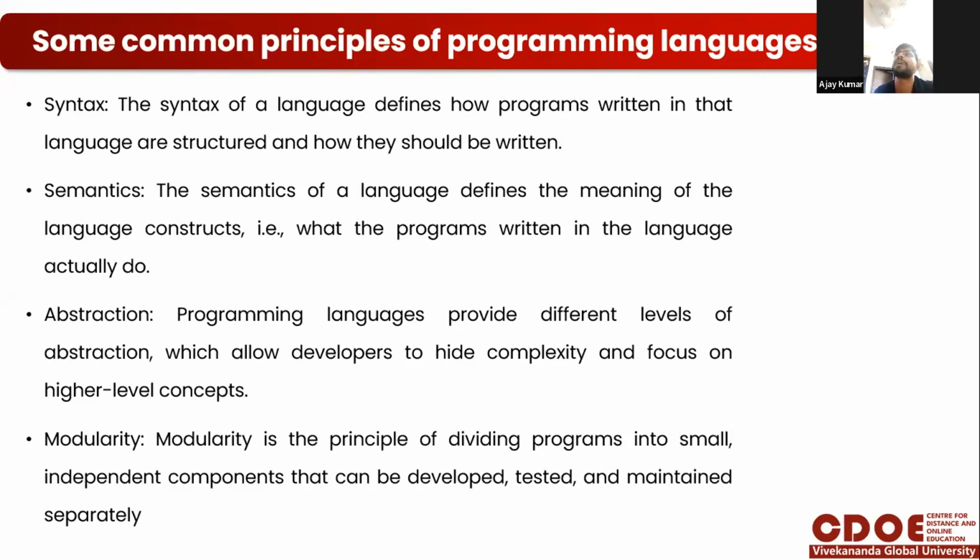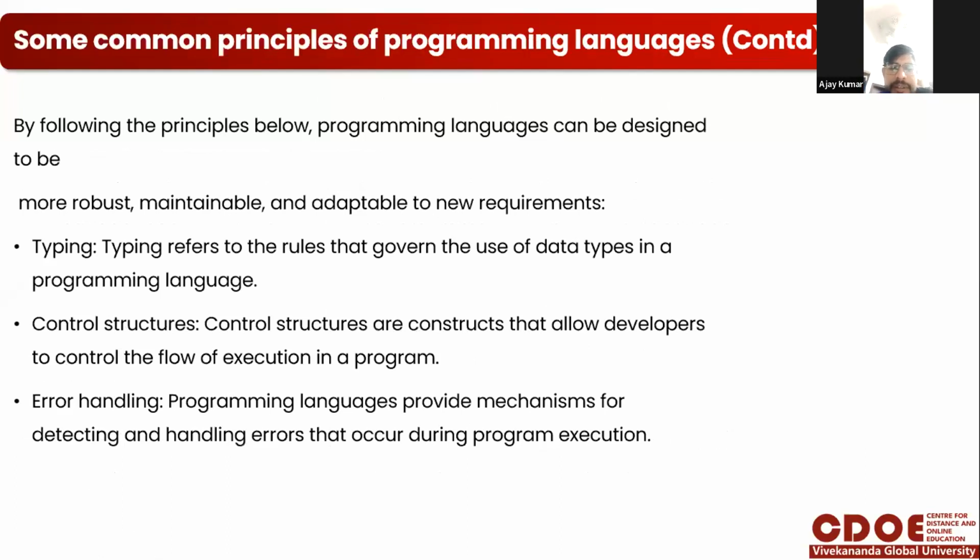We use it in our programming language; there are ways to define that abstraction. In just a word, we hide the code. We hide our code which we input, processed line by line. Abstraction defines only the simple part, only that part that is understood. By following the principles below, programming languages can be designed to be more robust, maintainable, and adaptable to new requirements.